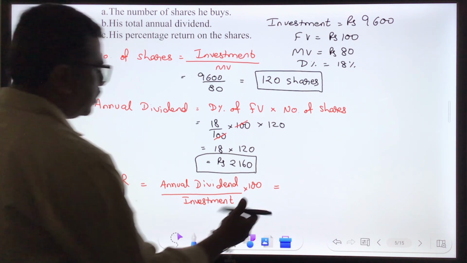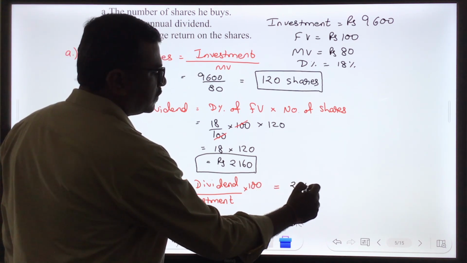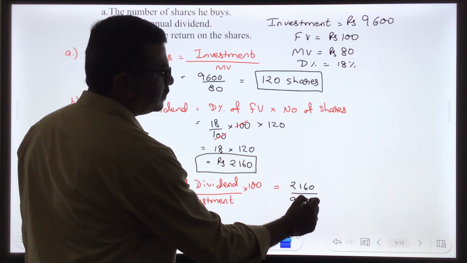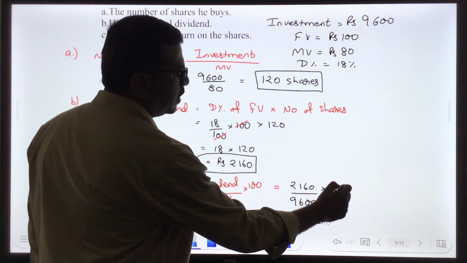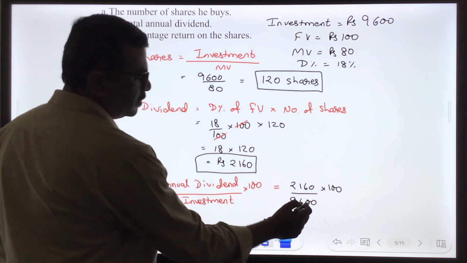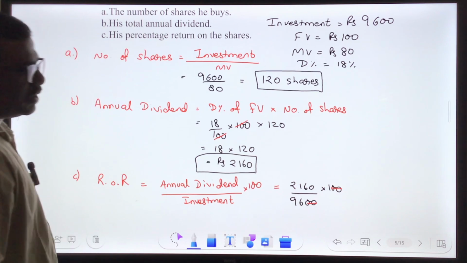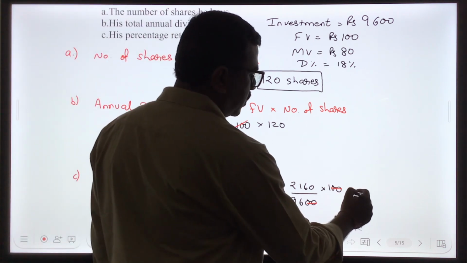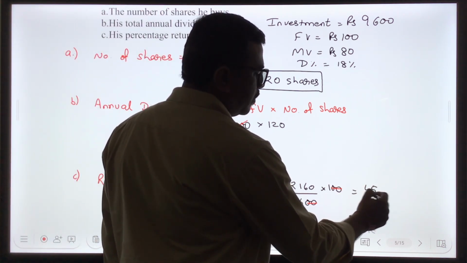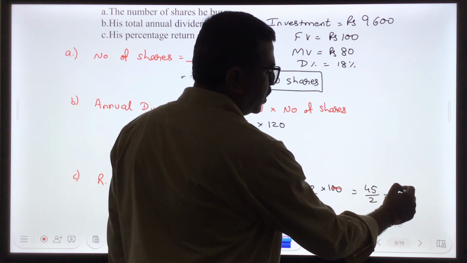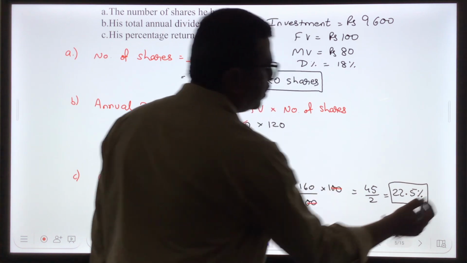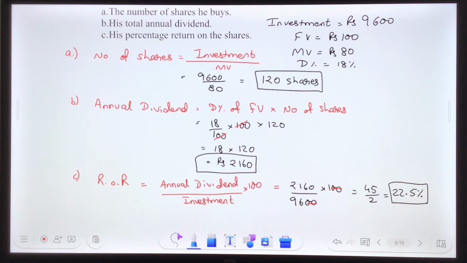So his annual dividend is 2160 divided by his investment was 9600 times 100. So on reducing this, we are left with 2160 divided by 96. If you simplify this, you get 45 upon 2, which is 22.5%. So the rate of return is 22.5%.